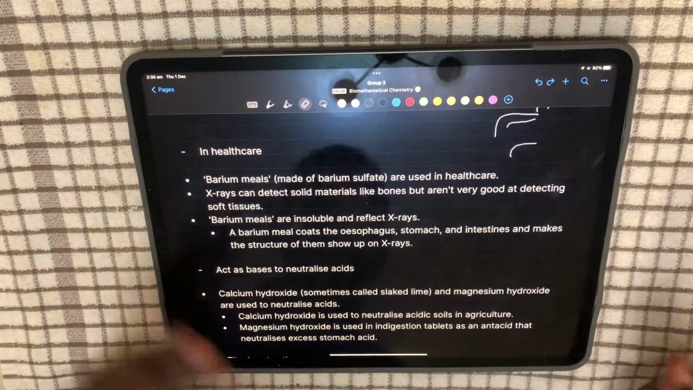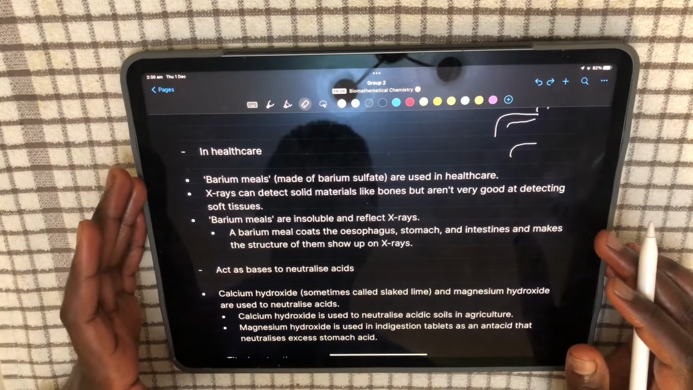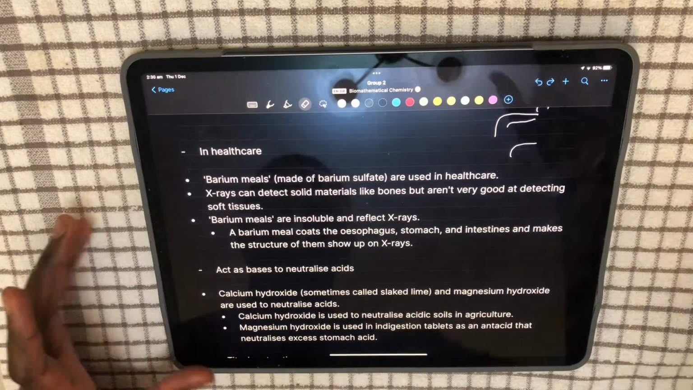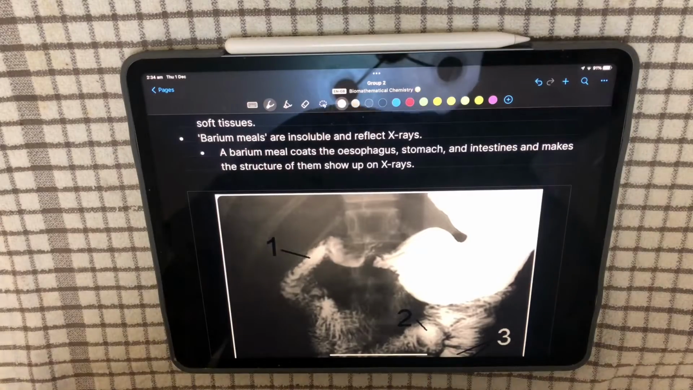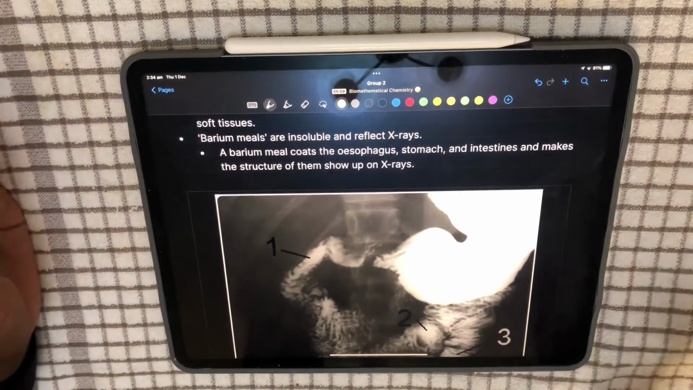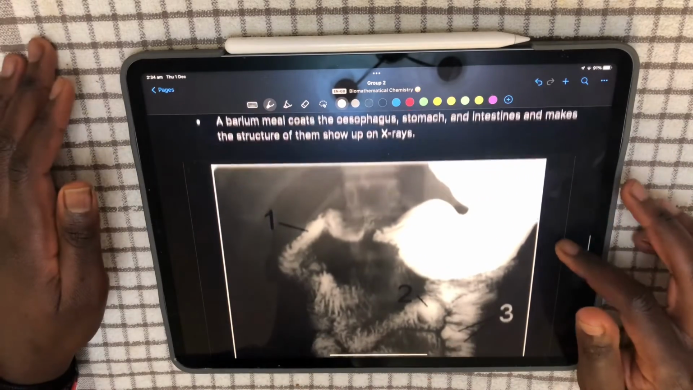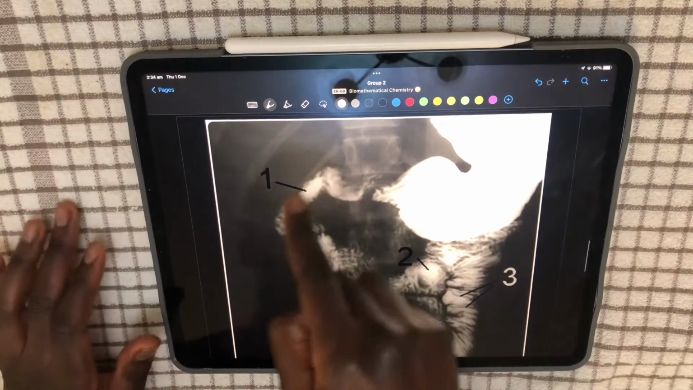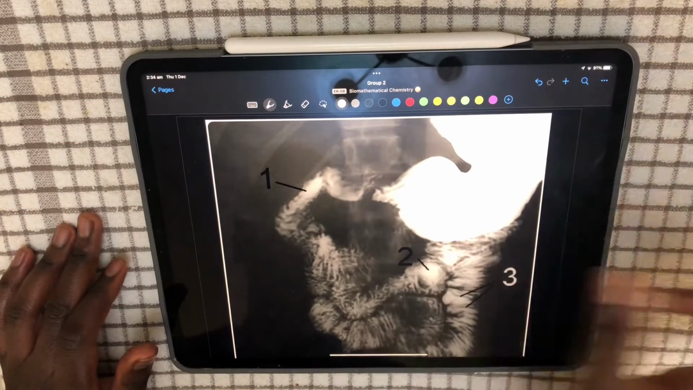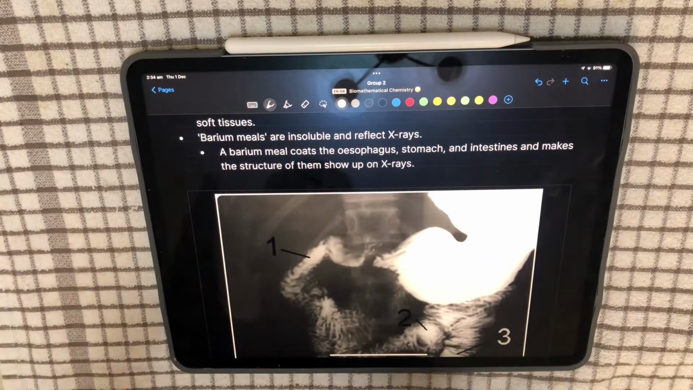And what a barium meal does, I should have probably got a picture of it actually. Alright, so I finally got an image of it. As you can clearly see here, if I didn't have a barium meal, you can see the bone structures in here, because X-rays are very good at being absorbed by hard structures.